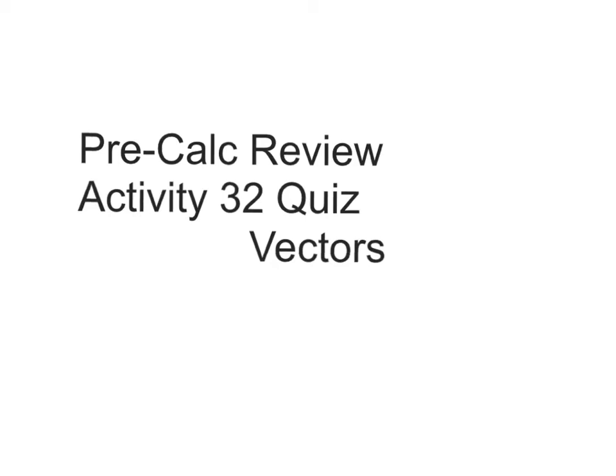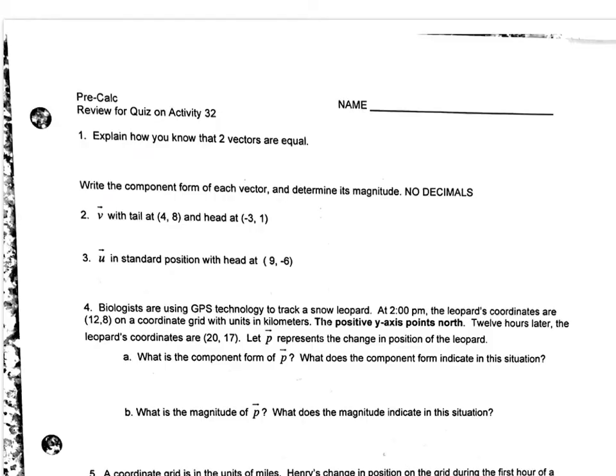Hello, this is the review for the quiz on Activity 32, Vectors. There are 19 questions on the quiz total. Really a little bit of everything. So some of these questions are on here more than once, and on the quiz they're really on there only once.